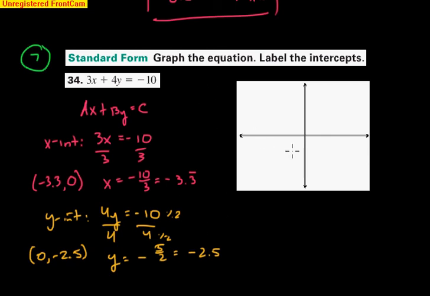And now I plot. So on my x-axis, I'm going negative 3.3. That's between negative 3 and negative 4, right there. On my y-axis, I'm going down 2.5. And here's my line. And there we go. So that is with an x-intercept of negative 3.3 and a y-intercept of 0, negative 2.5. There we go.